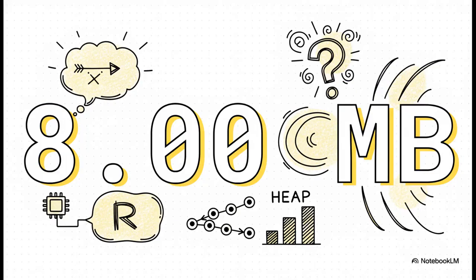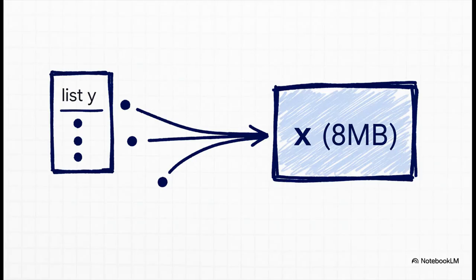And the answer is, drumroll please, just 8 megabytes. Well, okay, to be super precise, it's about 80 bytes more than the original vector x. Pretty wild, right? Were you surprised? And here's why that works. That list, y, it doesn't actually contain 3 copies of the data. No way. It just contains 3 pointers, 3 little signposts. And all 3 of those signposts are pointing to the exact same single 8 megabyte vector in memory. The list itself is incredibly tiny because it's just storing a few addresses. This is R being super, super efficient.